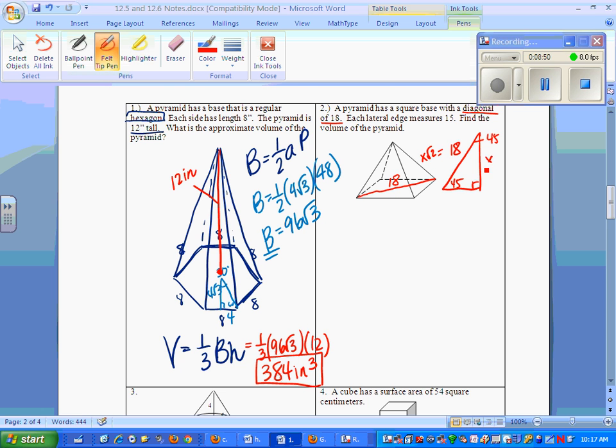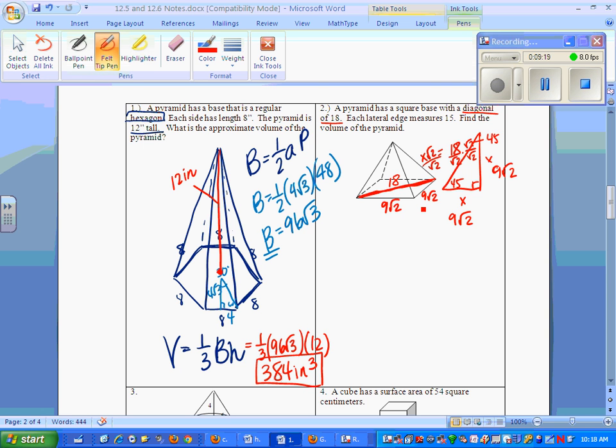This is x. If I divide by √2 and I multiply by √2, I'm going to get 9√2. So now I have each side is 9√2 of my square base. Okay, now I can get the area of the base.